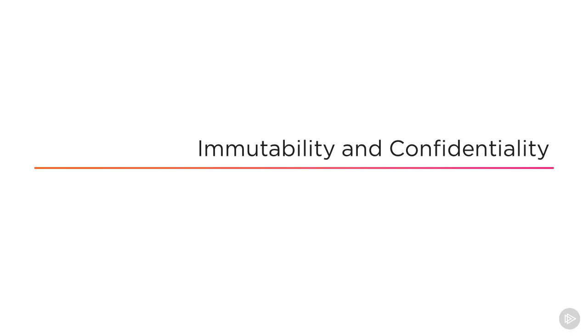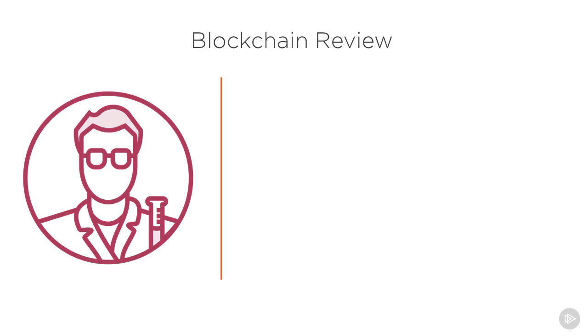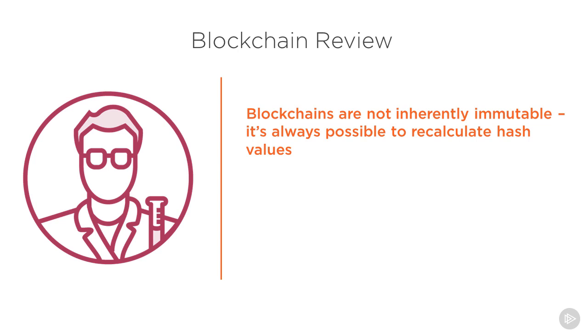In the previous module, you learned about the characteristics of a blockchain. Let me remind you of two key aspects of the technology. First, a blockchain is not inherently immutable. You can in fact modify any block in a blockchain as long as you are prepared to recalculate the hashes and update all subsequent blocks.